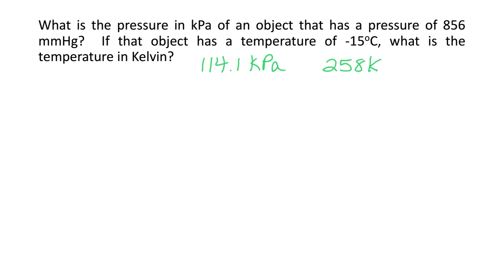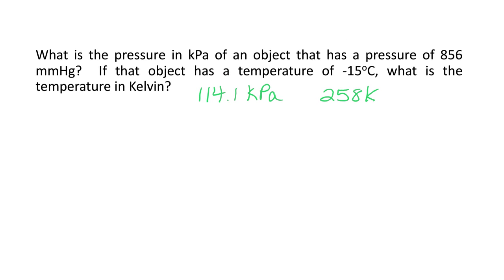Okay, so the first thing we're going to need is a conversion factor. So we're looking at kPa and mmHg. So we're going to do 760 mmHg equals 101.3 kPa. And guys, the order doesn't matter. Whichever order you put them in doesn't matter, as long as you have that conversion factor.